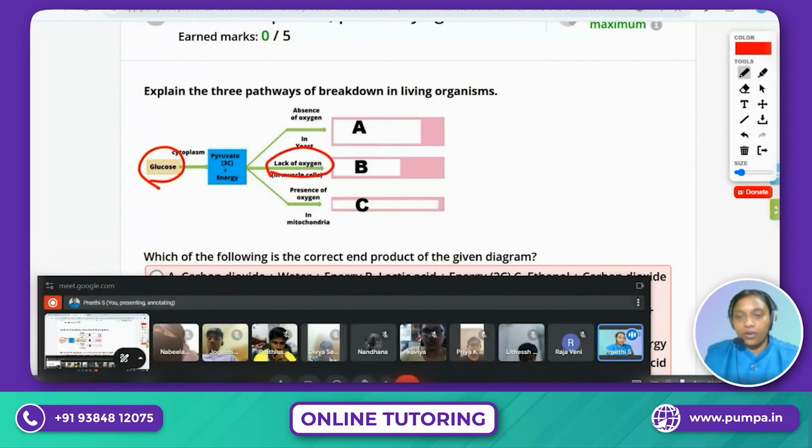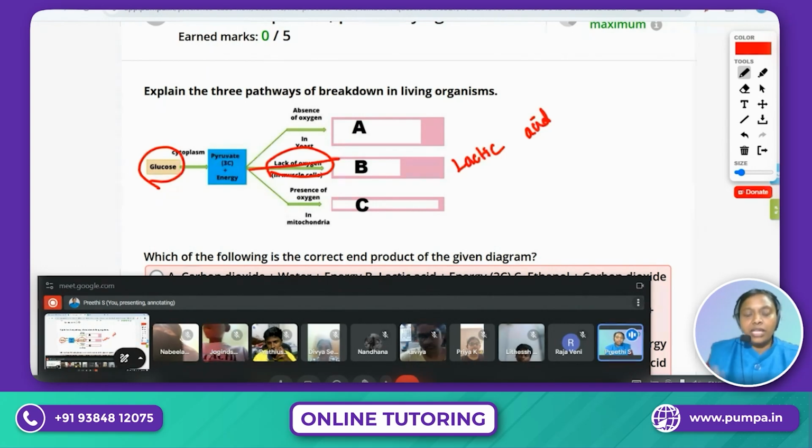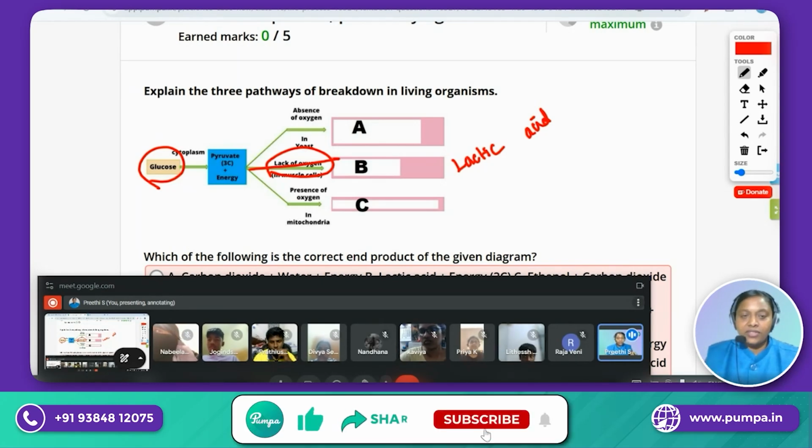In this lack of oxygen condition, it's very simple. Lactic acid will be produced. So it is another pathway in which the body produces instant energy. Even in the advertisements you would have seen it, right? Like Glucovita, something like that. Have you ever seen it? Instant energy.